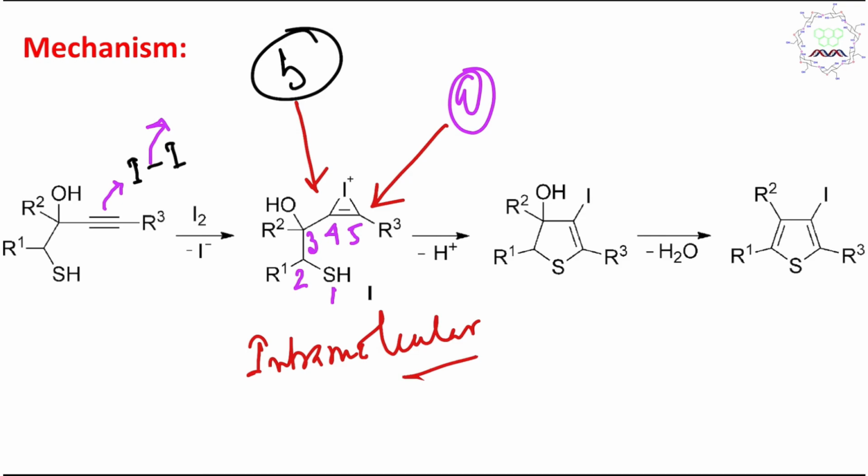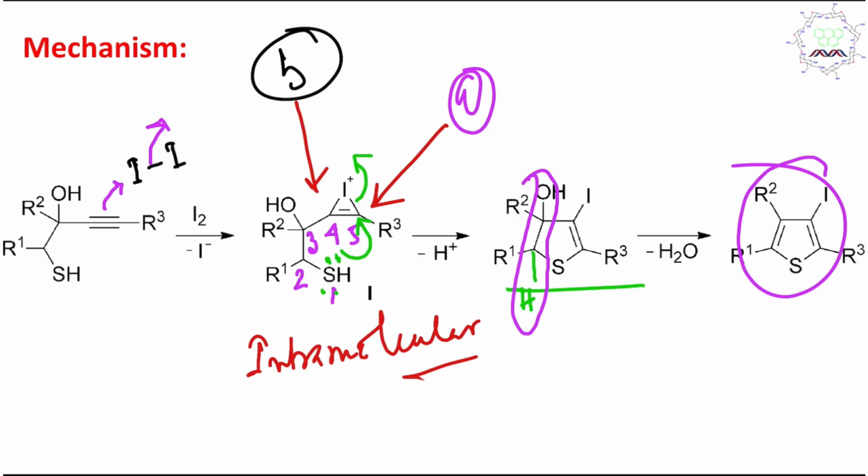So what will happen is that this lone pair of sulfur will attack this position and it will open. So ultimately it will produce this, and in the next stage, in presence of base, this OH proton will be abstracted along with this hydrogen. And what is the driving force? Obviously aromaticity, because it is a thiophene derivative.